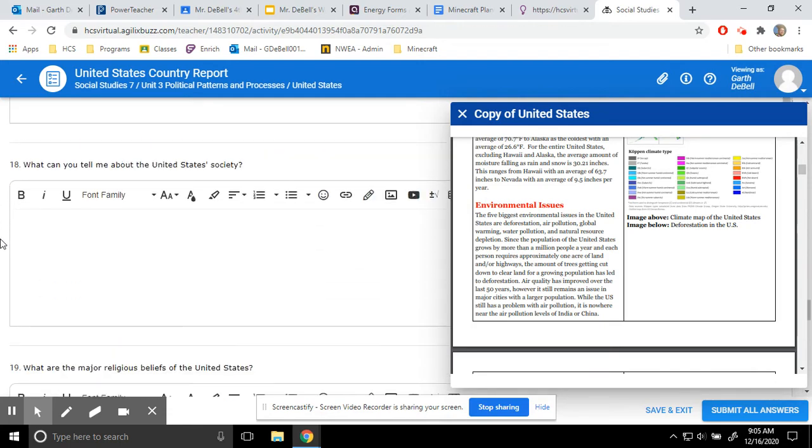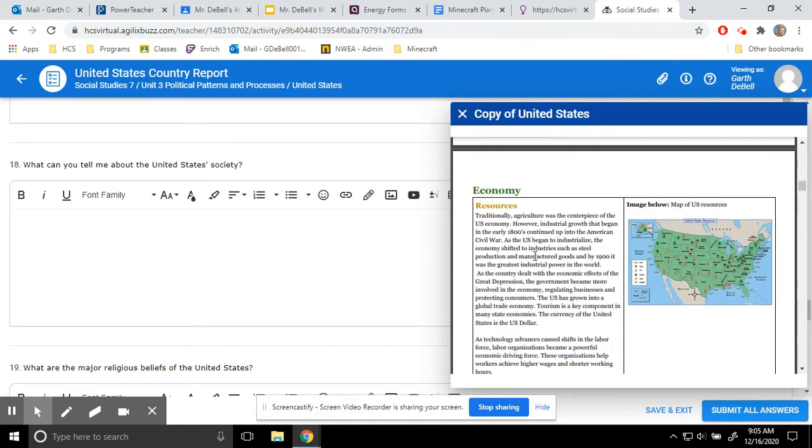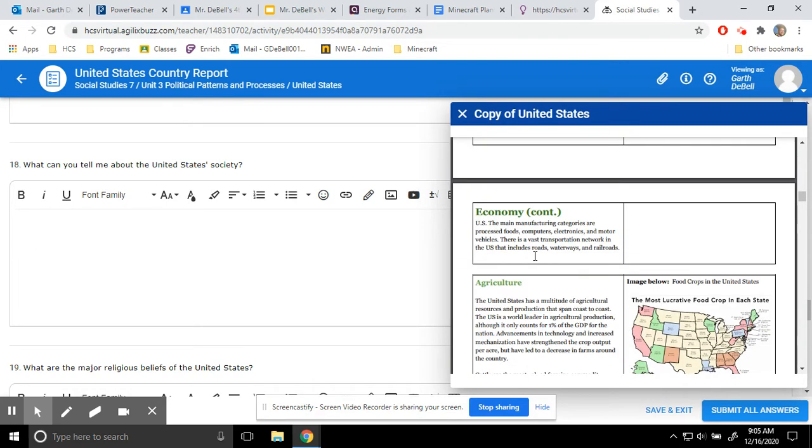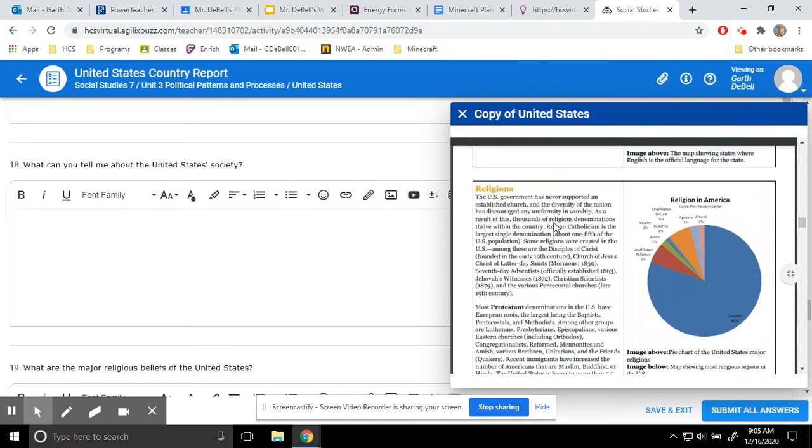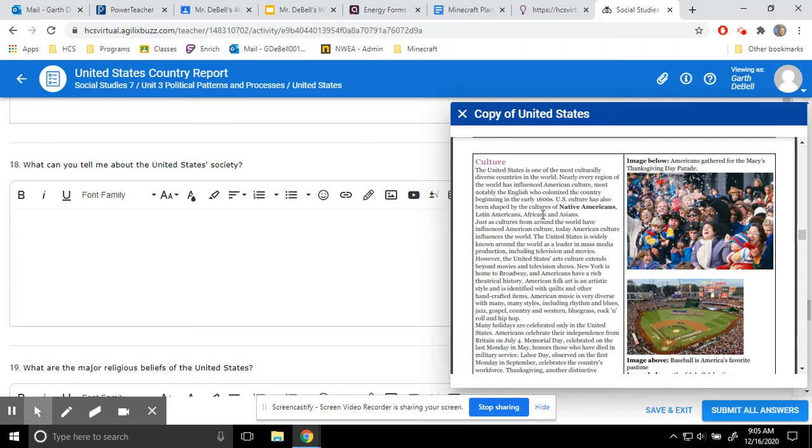What can you tell me about United States society? This one is again one of those where you're going to want to come down to ethnic groups, and look at religion and culture. You have to take all this together to explain what's going on with United States society. A lot of people don't want to do that. They're just giving me really basic answers. You need to read these, think about the material, and then put your answer in here.